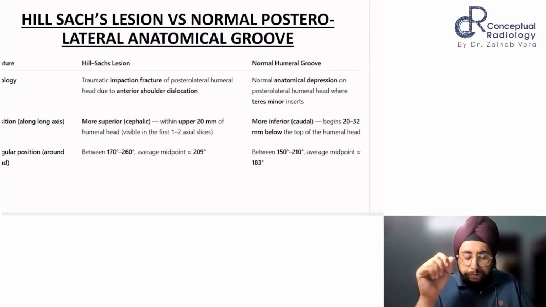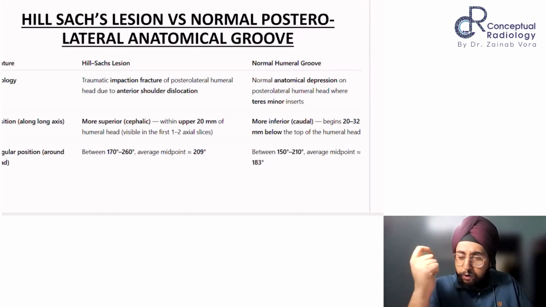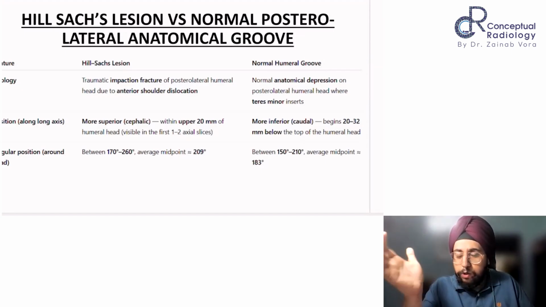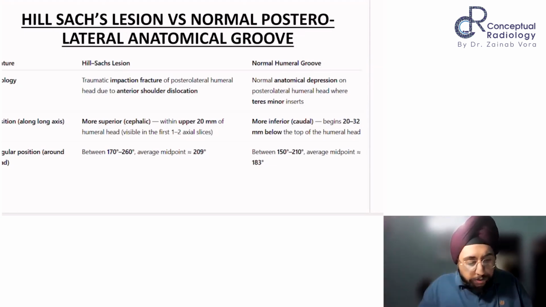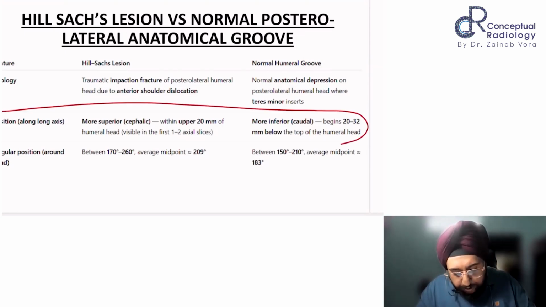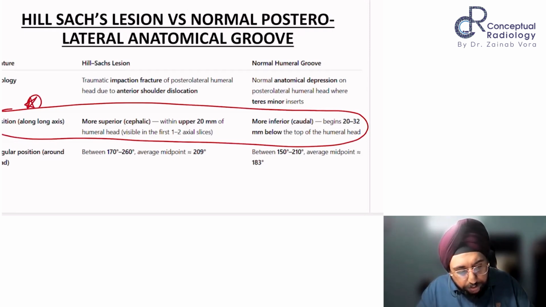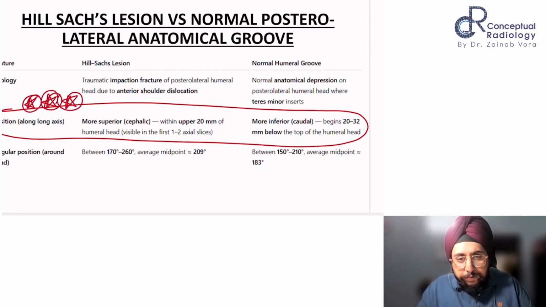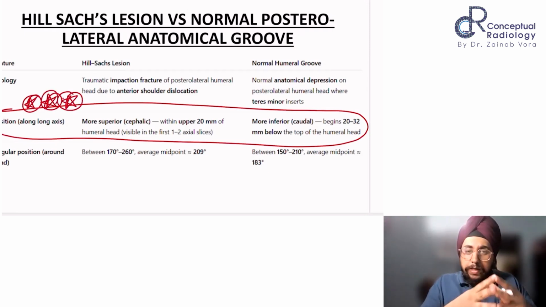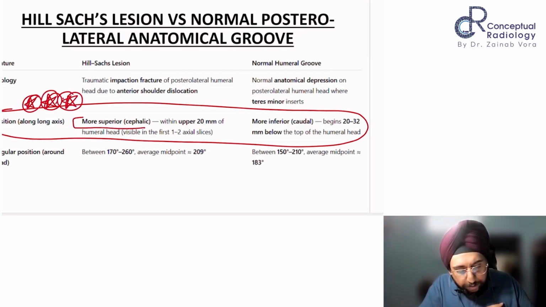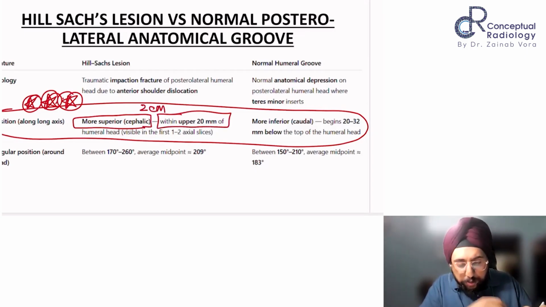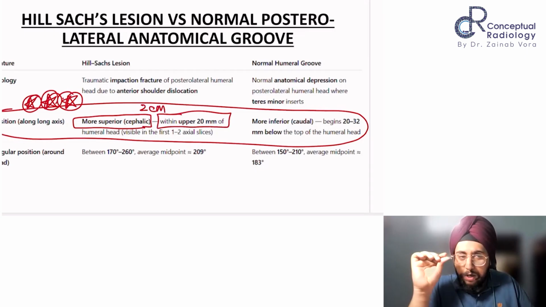So first of all, Hill-Sachs, as I told you, is a traumatic impaction fracture, while a normal posterolateral humeral groove is a normal anatomical depression. The first major point differentiating between these two is its position along the long axis. Since I told you the Hill-Sachs is a superolateral impaction fracture of the humeral head, it's more superior. So it has to be within 2 centimeters of the cephalic part of the humeral head.